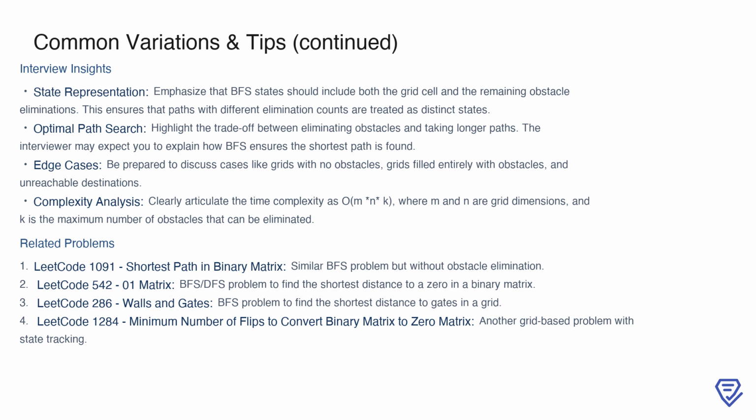Lastly, don't forget to articulate the time complexity of your solution. In this case, it's O(m*n*k), where m and n are the grid dimensions, and k is the maximum number of obstacles you can eliminate. You might also want to mention related problems, such as the shortest path in a binary matrix or finding the shortest distance to a zero in a binary grid. These problems share similar concepts and can help you draw connections during your explanation.